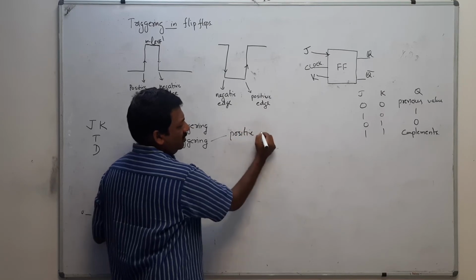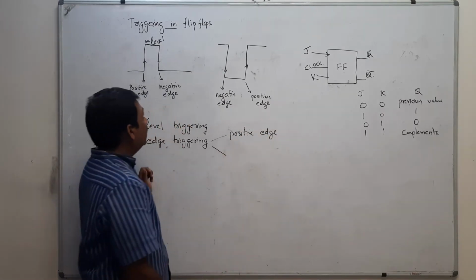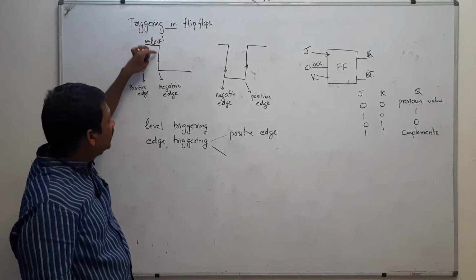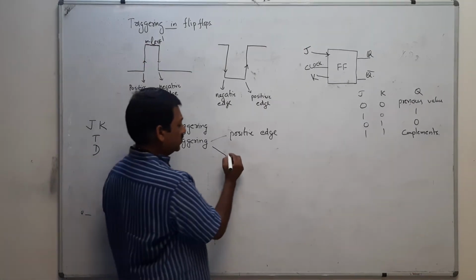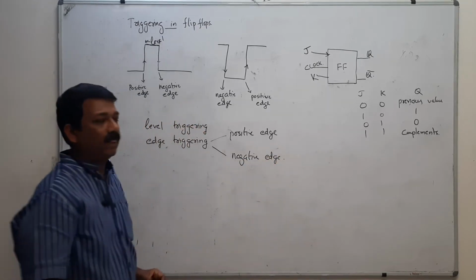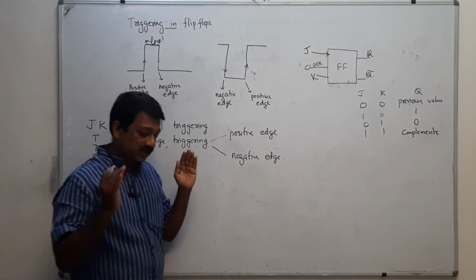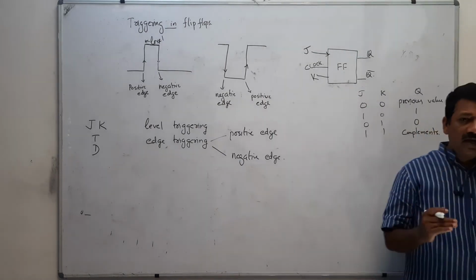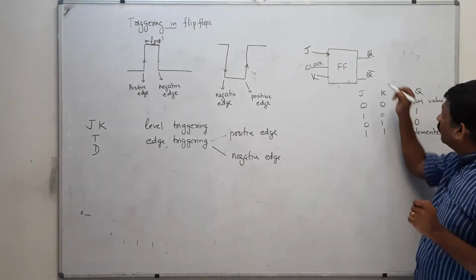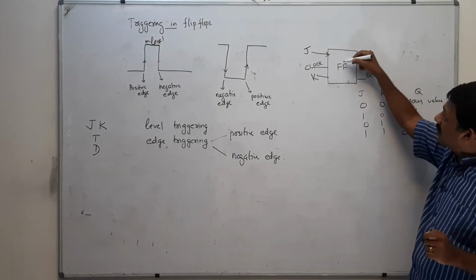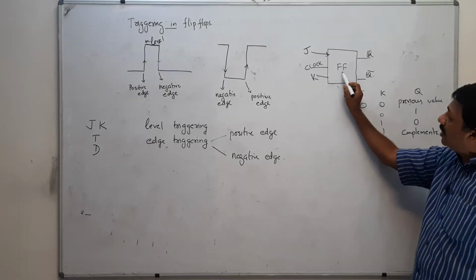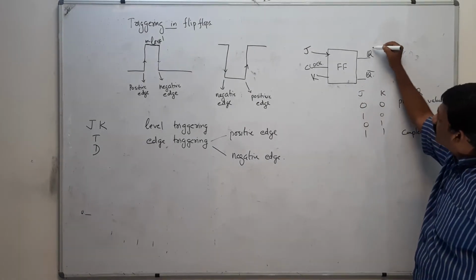Positive edge triggering. And if that change happens during the negative edge of the clock pulse, this is called negative edge triggering. So as far as a flip flop is concerned, this flip flop is actually acting as a memory, and that means a single bit of information can be stored in a flip flop, and the output of this is Q.